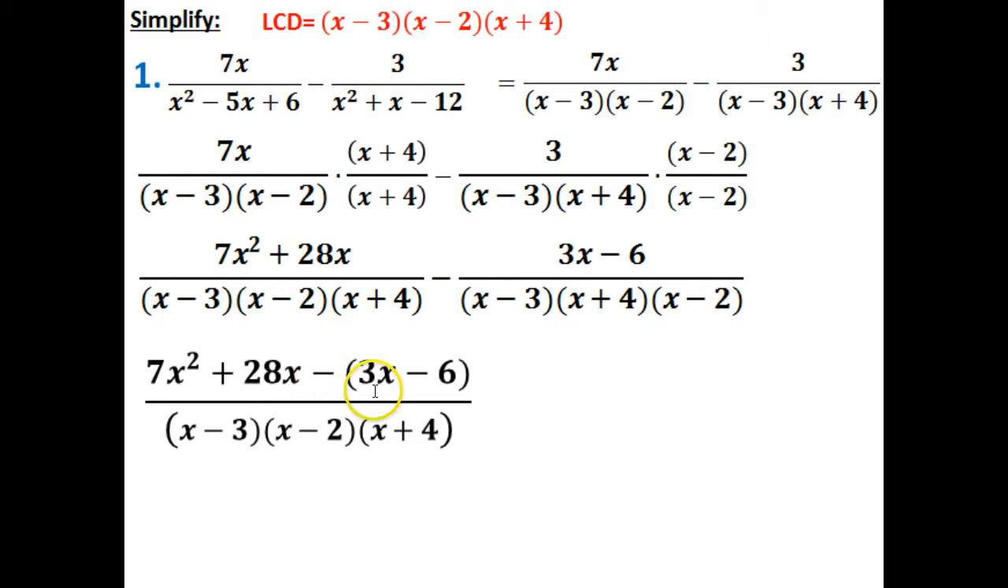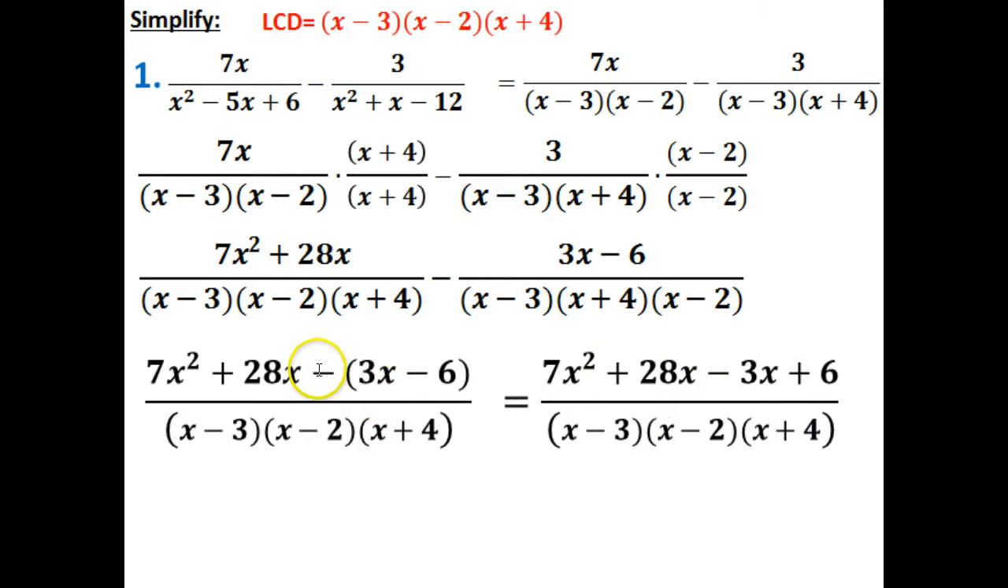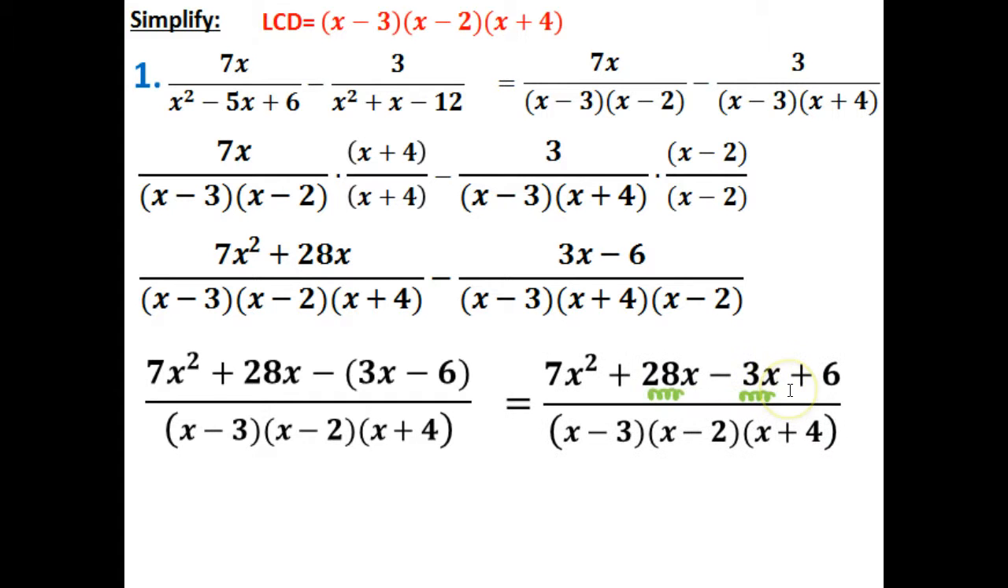Now I'm going to distribute this negative. So negative times 3x gives me -3x. Negative times -6 gives me +6. So there's where my numbers come from, and I can lose my parentheses now. Now I look over here and see if there are any like terms that I can combine. This one has an x squared and nothing else here has an x squared, so I can't combine that. But I do notice the 28x and the -3x I can combine. I usually just do a little doodle there to remind myself that I can combine those two. And 28x minus 3x gives me 25x.